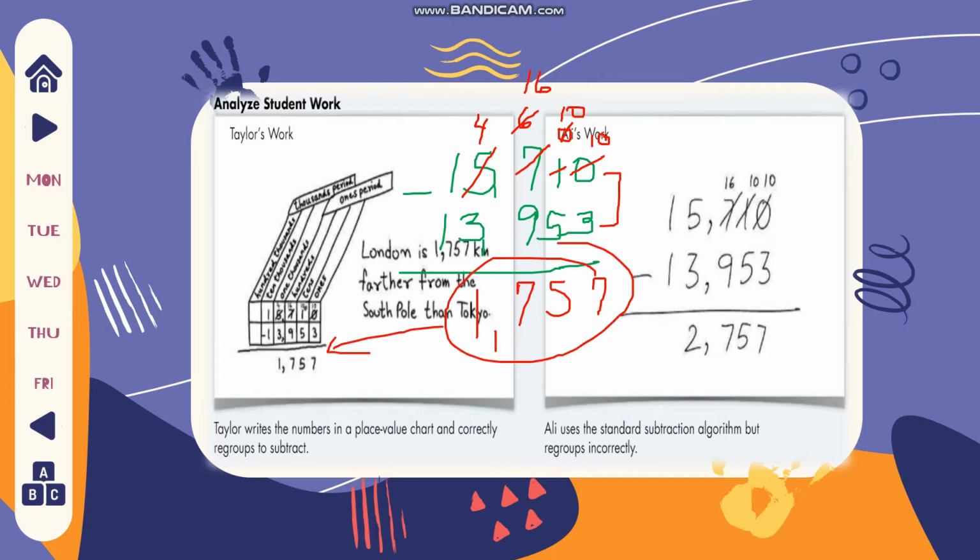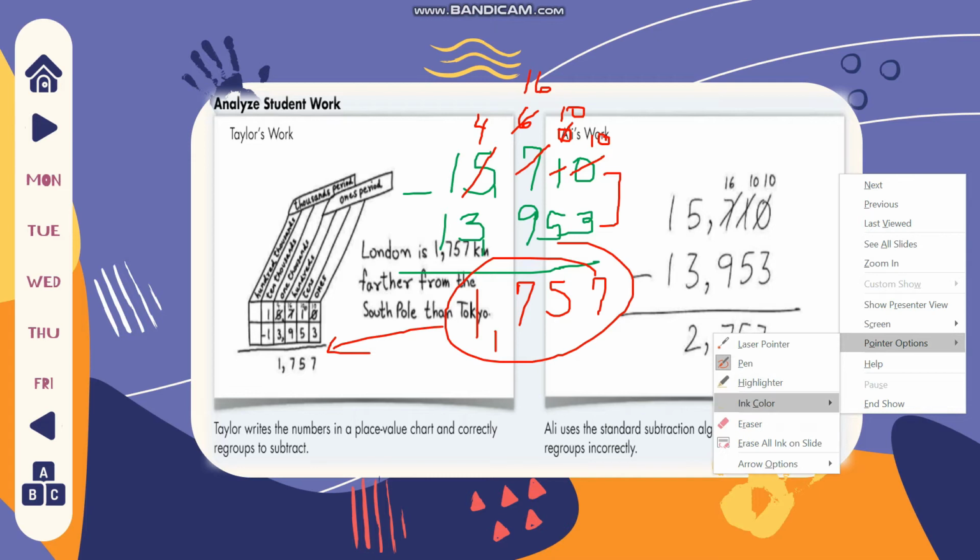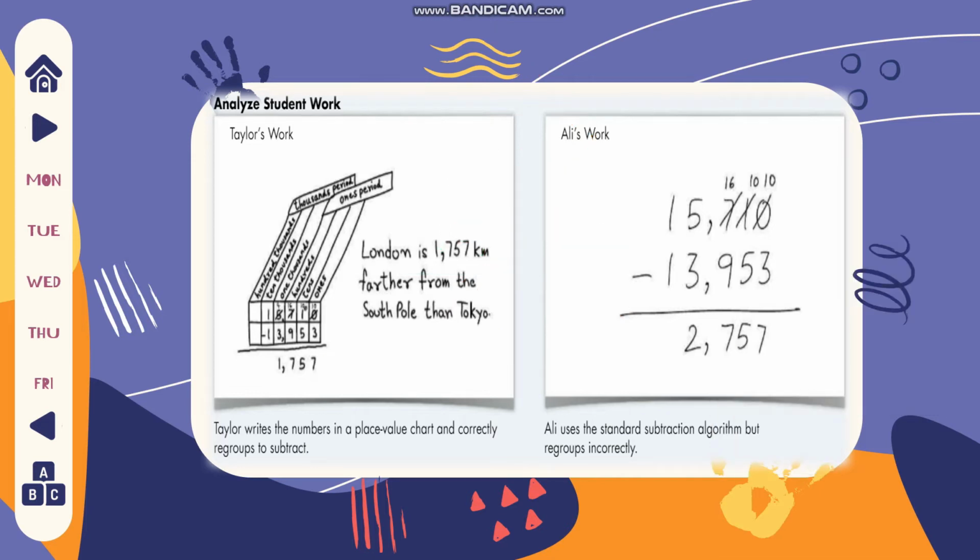1,757. Okay? But for Ali's work, as you can see, Ali used the standard subtraction algorithm but regroups incorrectly. So let's find out why she regroups incorrectly. 0 minus 3 cannot be, borrowed from 1. That's correct. This becomes 0. Then this becomes 10. 10 minus 3 is 7. That's right. Then this is 0.